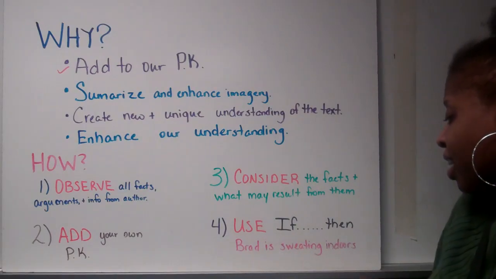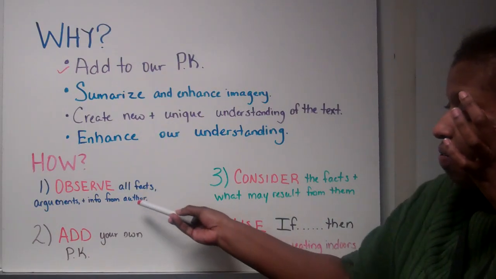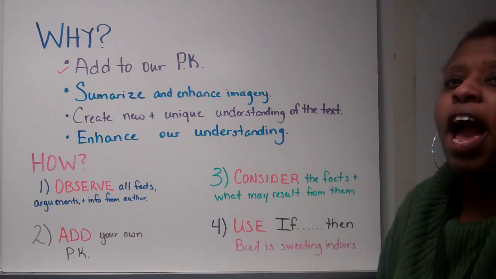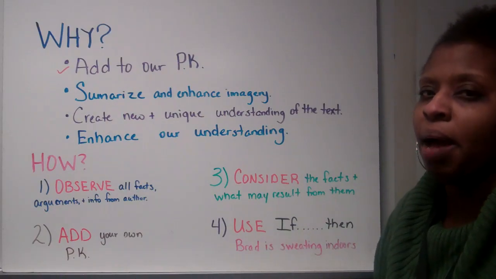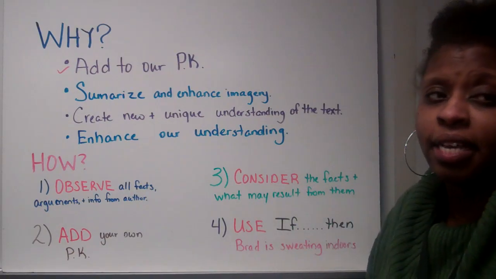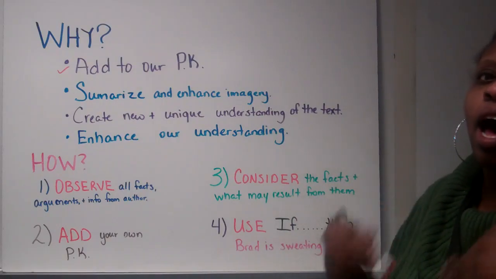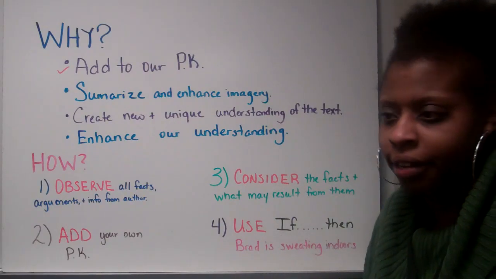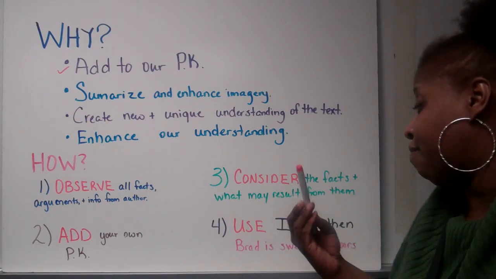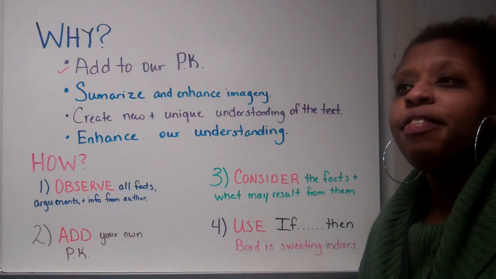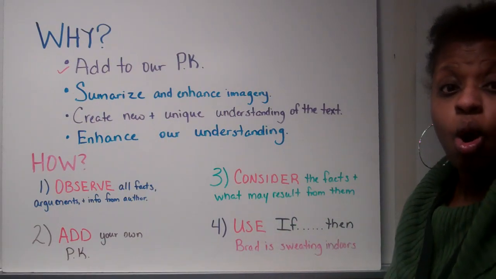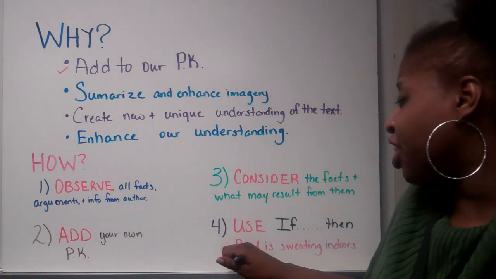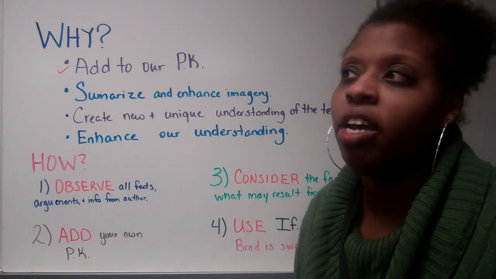For example, Brad is sweating indoors. So that's the information the author gave me. I'm going to add my PK. So if Brad is sweating indoors, that means he may have come from outside. Maybe it was cold outside, so he came inside. He has on a lot of winter layers. The heat is on inside, therefore he's sweating. Another reason why, so I could say if Brad is sweating indoors, then maybe he's hot. Or I could even go further with my inferences depending on how much observation I've done and how much prior knowledge I have.